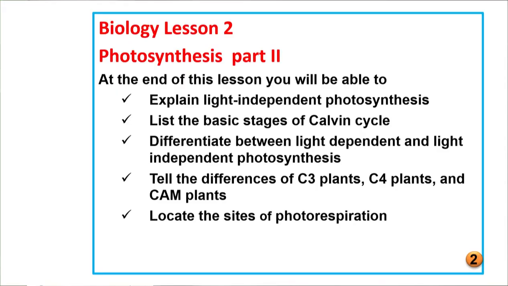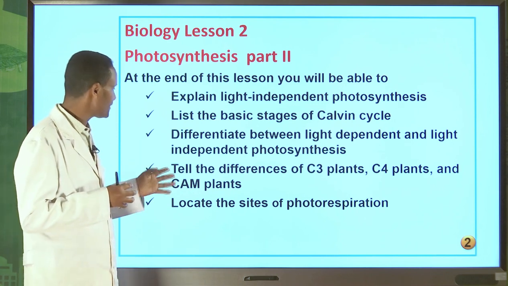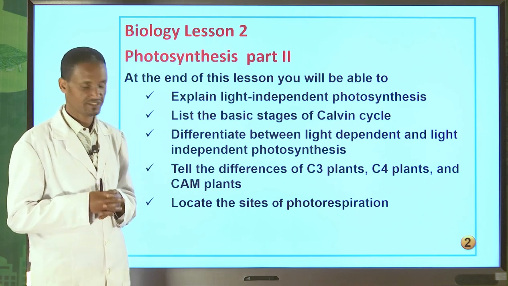In lesson 2, we will see the photosynthesis which is not light-dependent. At the end of this lesson, you will be able to explain light-independent photosynthesis, list the basic stages of the Calvin cycle, differentiate between light-dependent and light-independent photosynthesis, and tell the difference between C3 and C4 plants. Also, you have to locate the site of photorespiration.